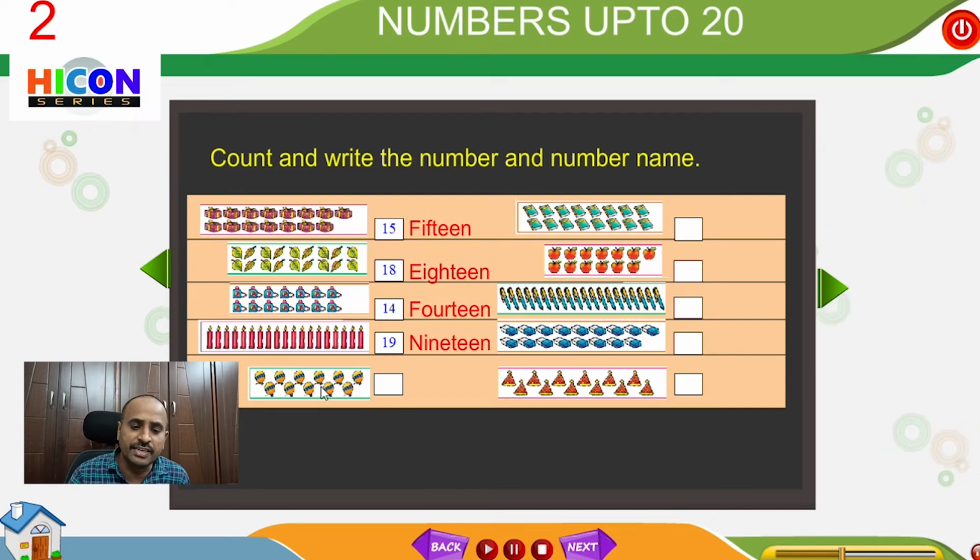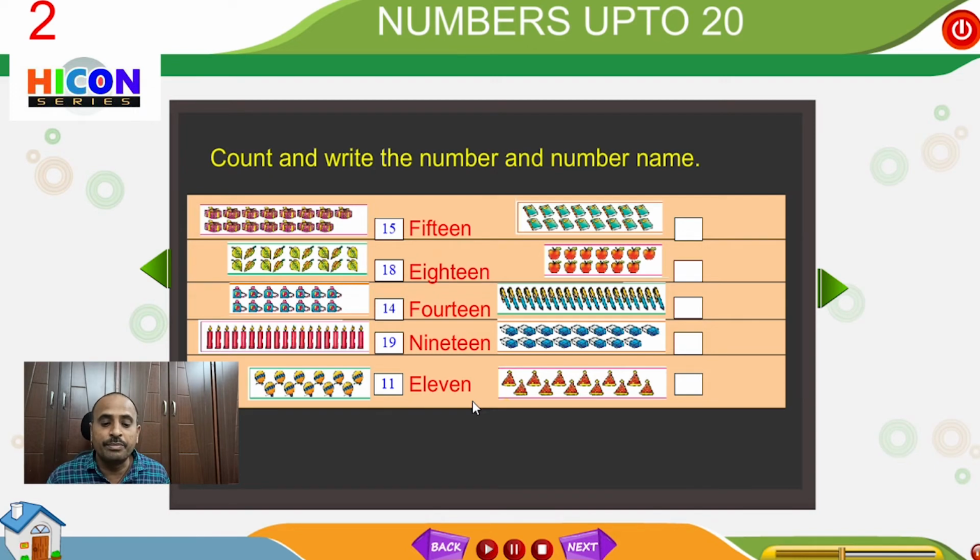So children, see the next set of pictures. You are observing some balloons there. So let us count the number of balloons in the picture. 1, 2, 3, 4, 5, 6, 7, 8, 9, 10, 11. So children, how many balloons are there? There are 11. So we have to write the number 11, and the number name for 11 is ELEVEN. So this is the number 11, and this is the number name for 11.